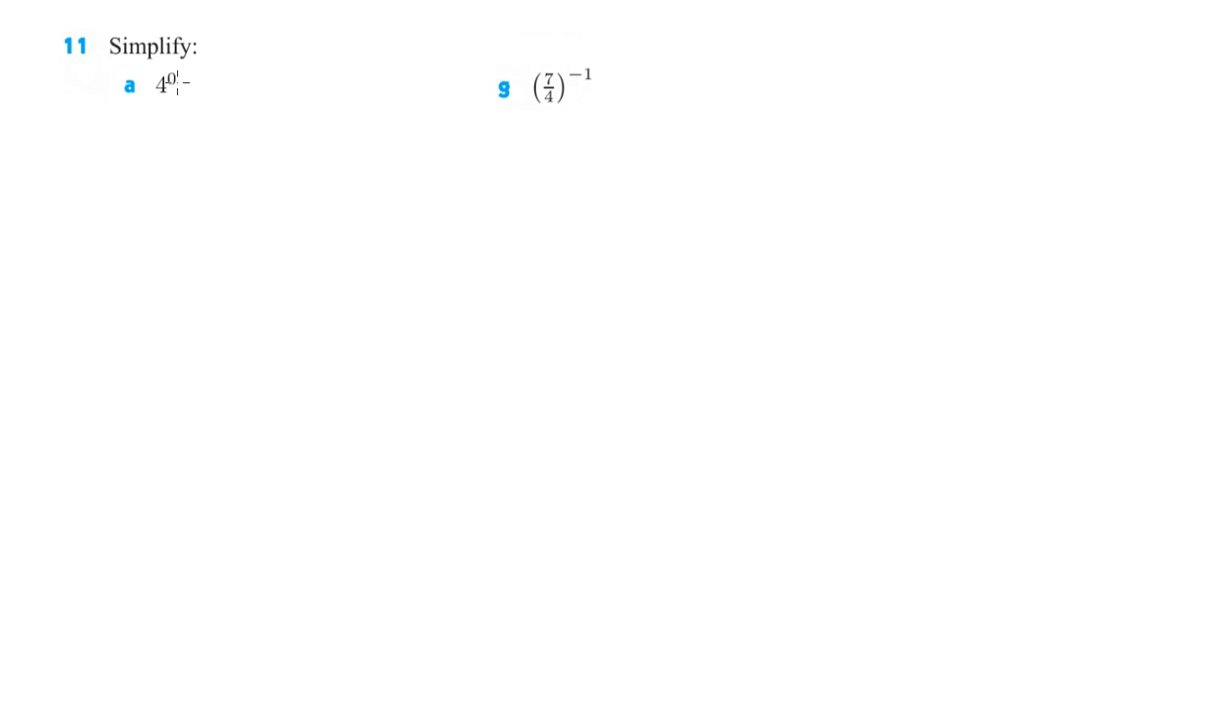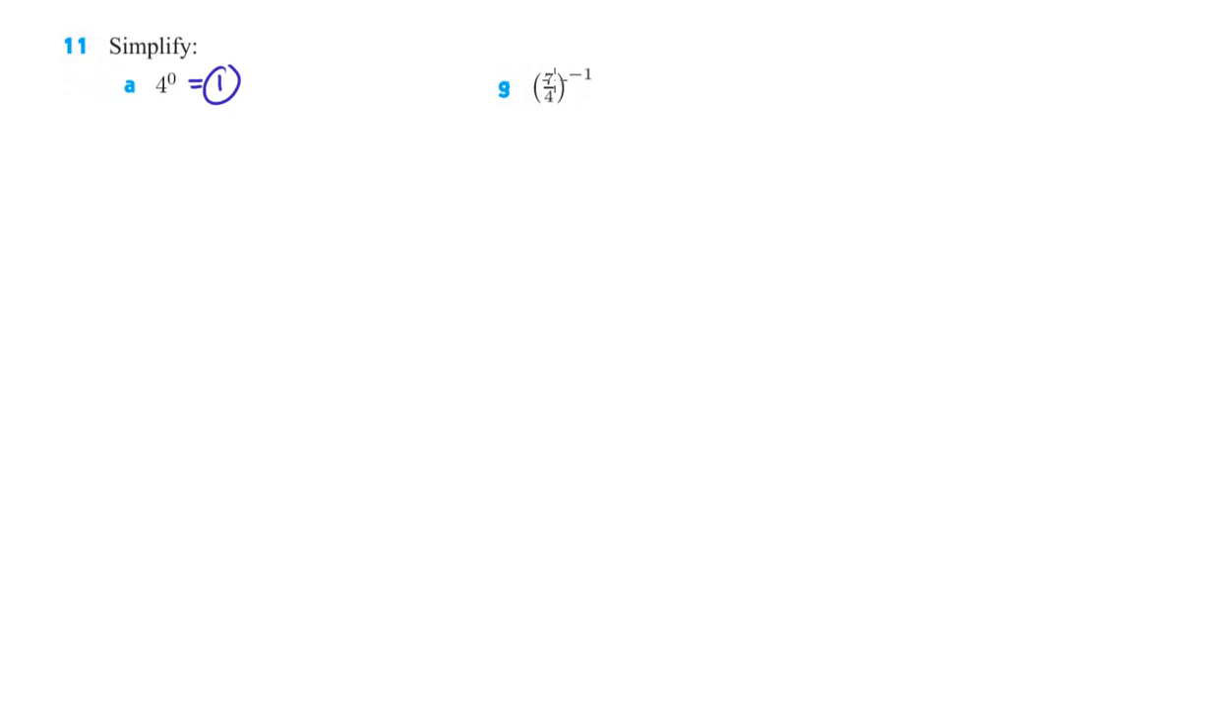Okay, first one we're going to look at is simplify 4 to the 0 power. Anything to the 0 power is always 1. If that was 4 trees to the 0 power, that would still be 1. Anything to the 0 power is always 1.